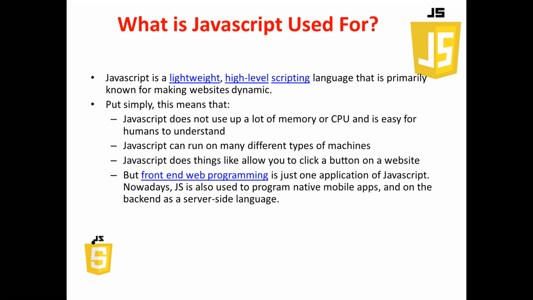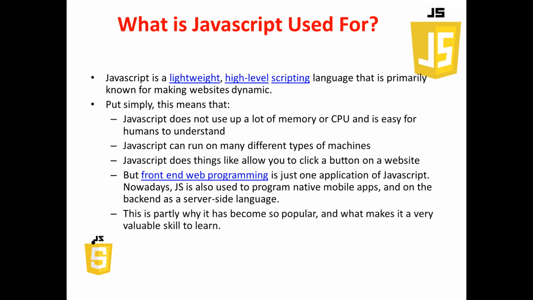For example, in a back end function, if you wanted to pull some data from somewhere else, you can easily use JavaScript for that. We will learn how we will do back end programming as well. This is partially why it has become so popular, and what makes it a very valuable skill to learn. Everyone is learning this skill because it will help you to produce your web pages and your mobile application development.